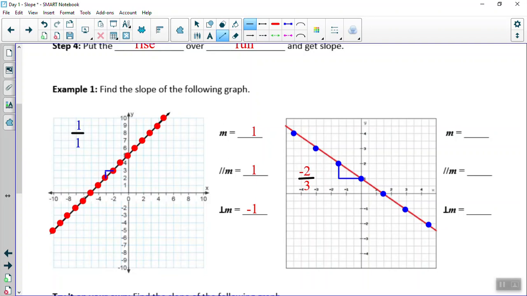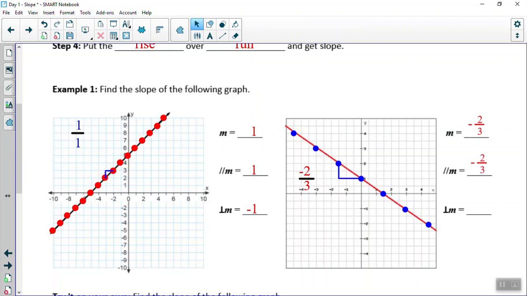And then I always want to make sure that that is in simplest form. So -2 over 3, make sure that's in simplest form, put it there, and then we have our slope. Our parallel slope is going to be the exact same. Parallel lines have the same slope.